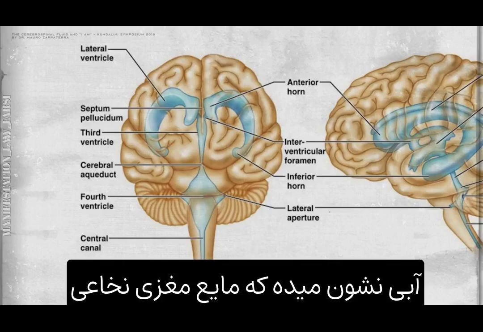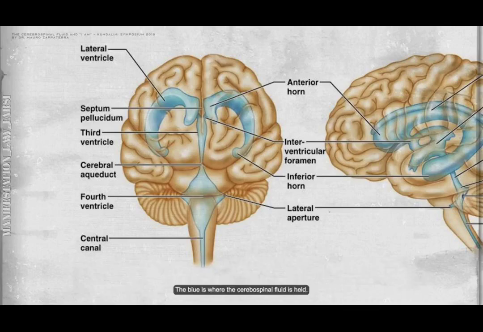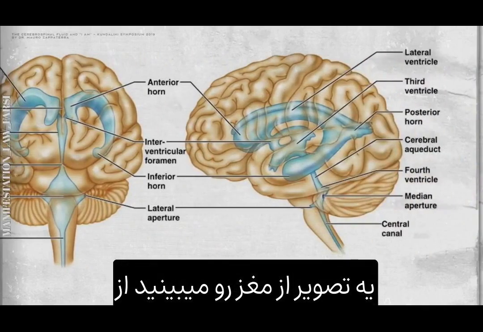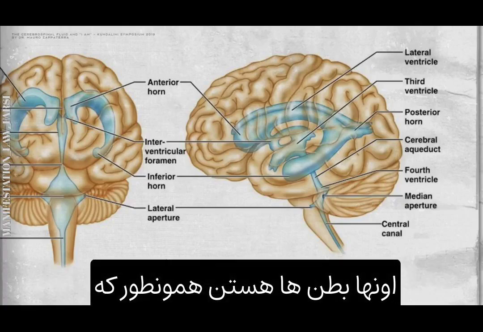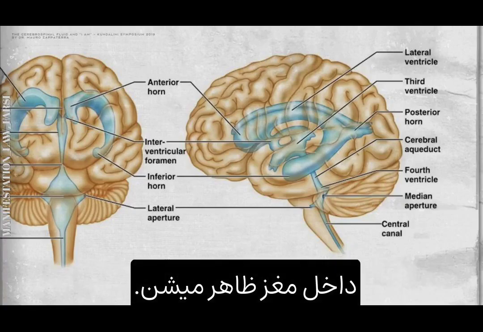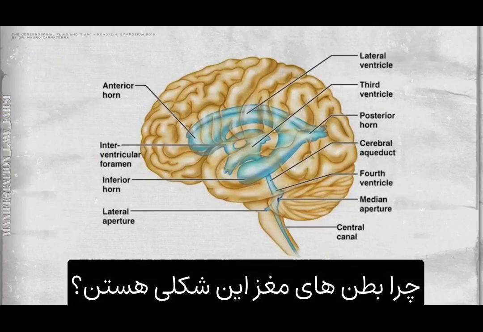The blue is where the cerebrospinal fluid is held. On the right, you see an image of the brain on its side, as if it's looking to the left. Those are the ventricles as they appear inside the brain. Why do the ventricles of the brain form the way they do?